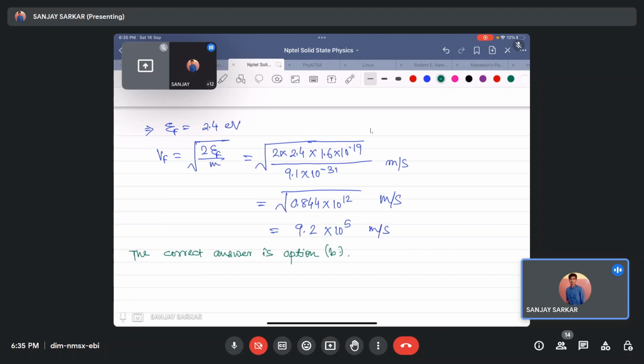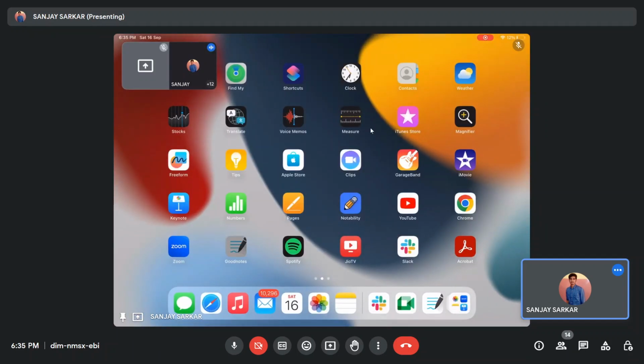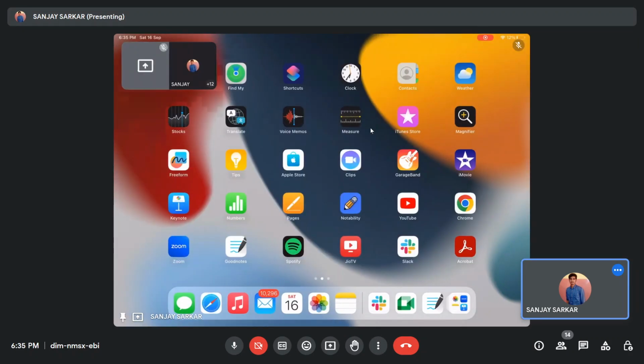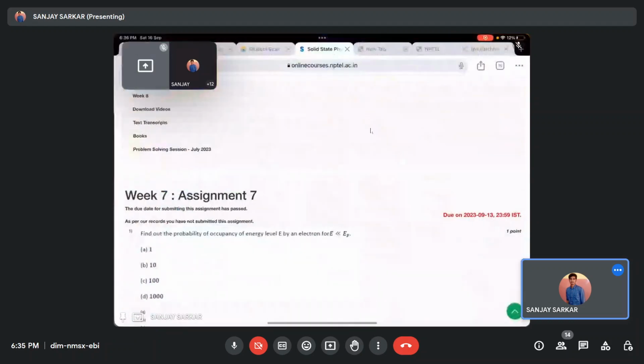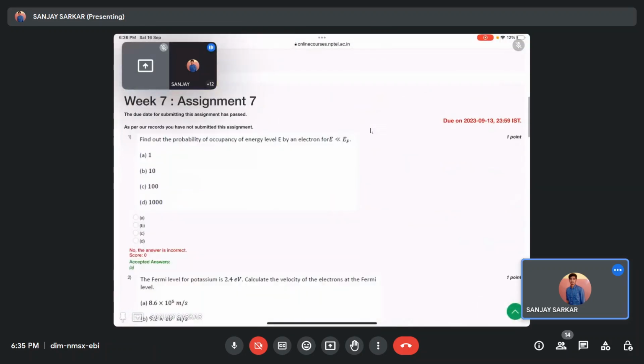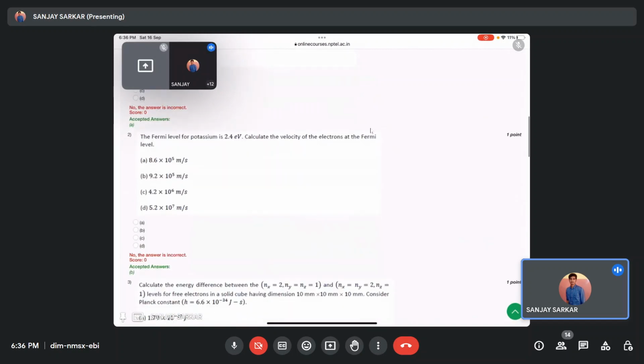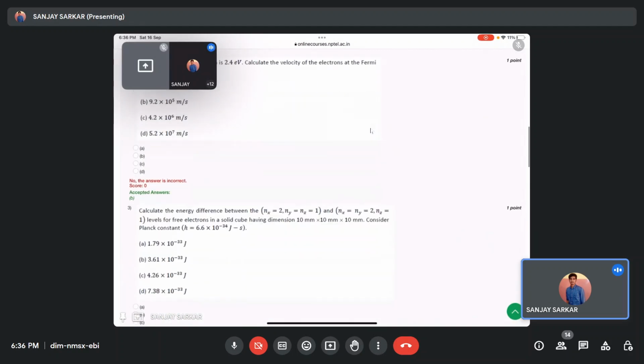Is there any problem from assignment 8 that you couldn't solve? I can share this from here. Yep, I think this is assignment 7. Sorry, assignment 7, not assignment 8. So can you see the screen? Tell me if there are any problems that you could not solve.